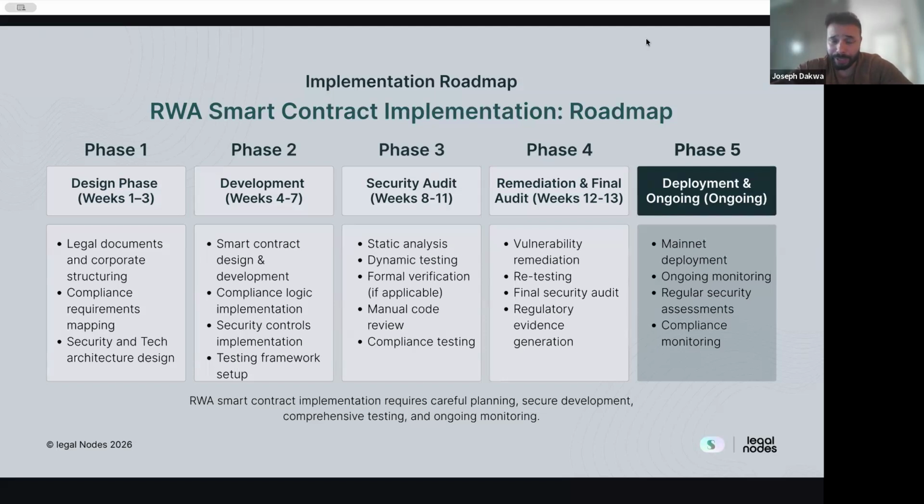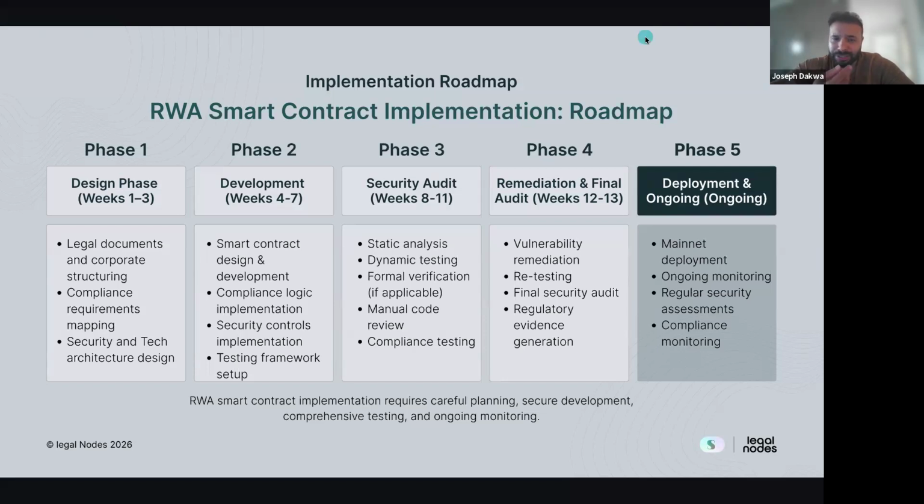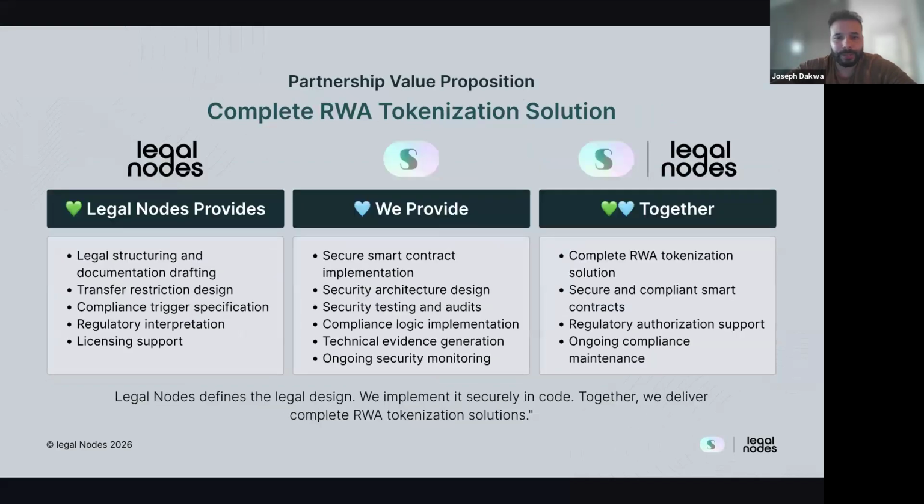And then, of course, in phase 5, there's ongoing monitoring, incident response, and compliance issues that we need to do on a monthly basis, basically, just to make sure that everything is secure and you are adhering to regulatory requirements. Fantastic. I'll hand back to you then, Iryna.